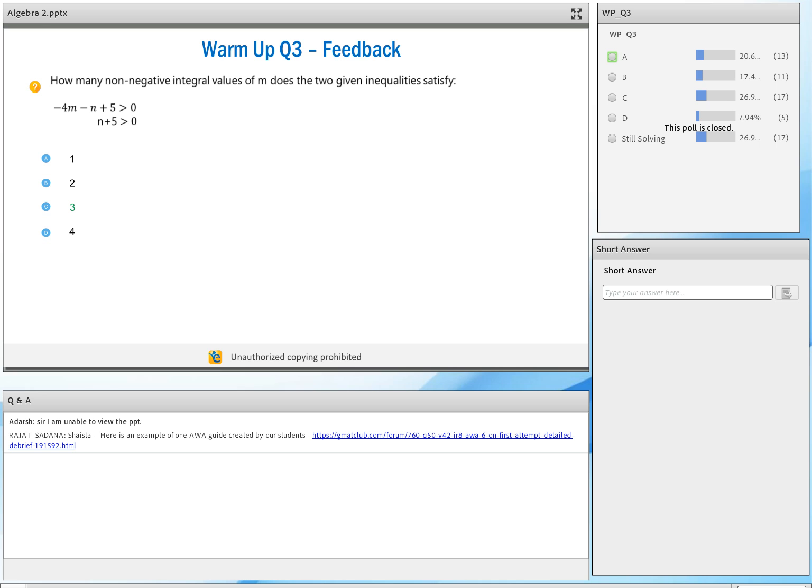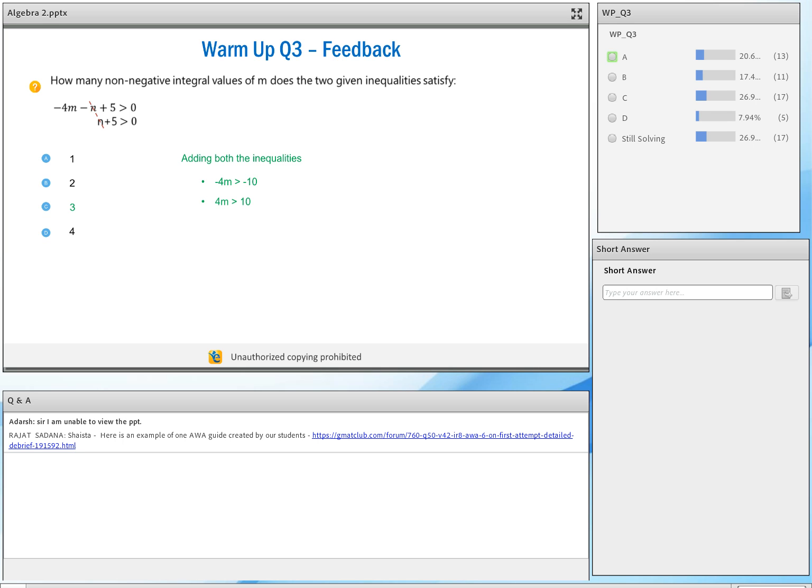Now question 3, if you look at the answer choices here, you won't be able to tell what the correct answer is, given that there is no clear winner in terms of the responses that you guys gave me. So the correct answer here is choice C. Okay, so let's look at this question. Again, we are applying the same thing. Both the inequalities have the same sign. So we can add these inequalities, and what we get, we cancel out the n. So what we get is minus 4m is greater than minus 10.